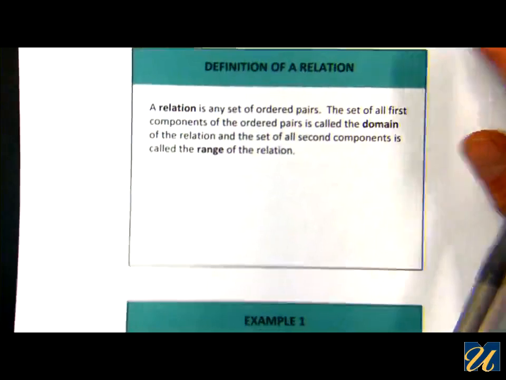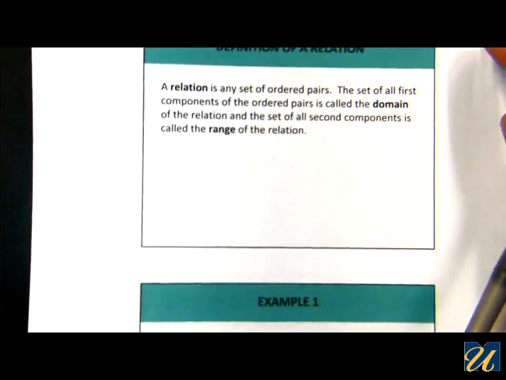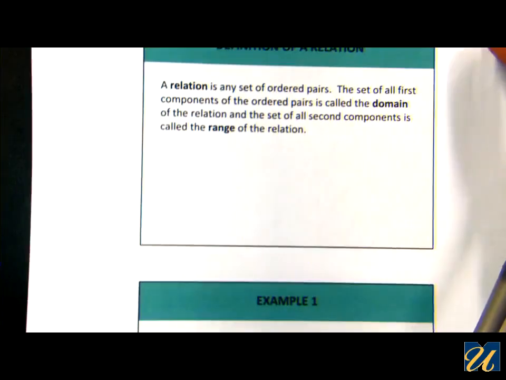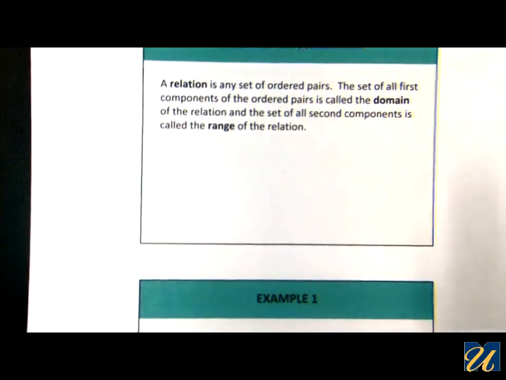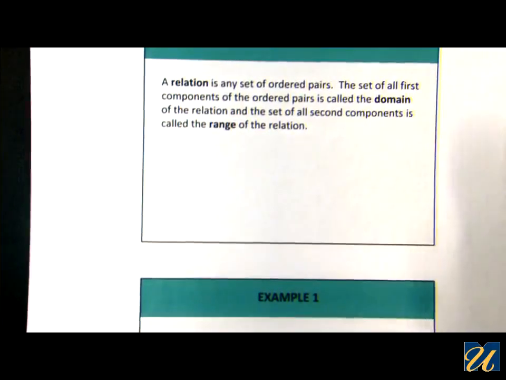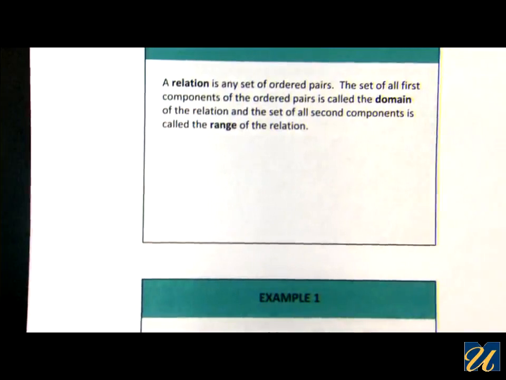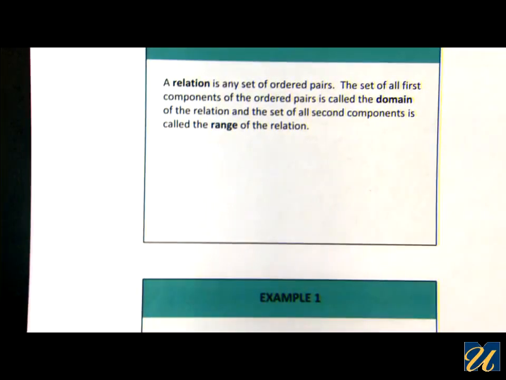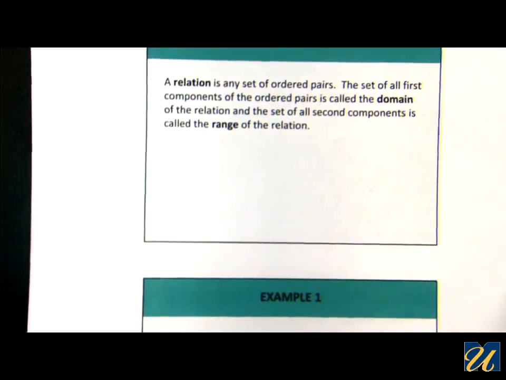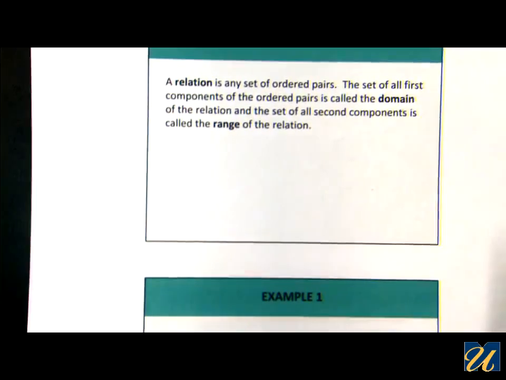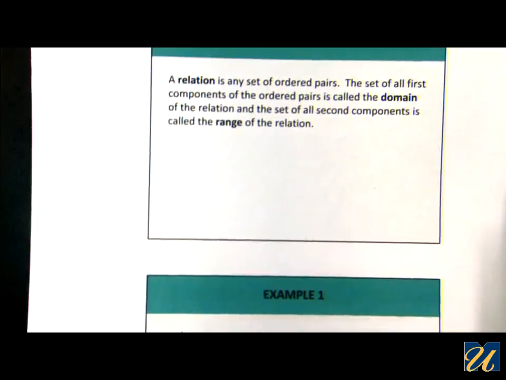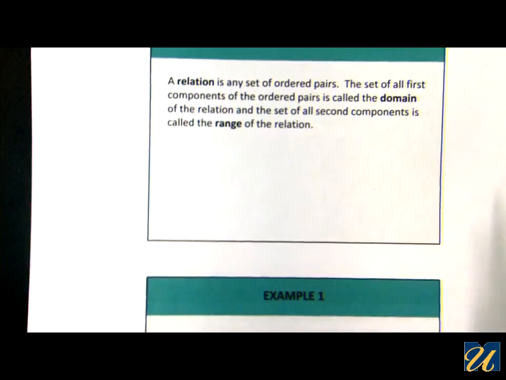A relation, well, it's called a relation because it is a relationship between two things. Take two sets of ordered pairs, say x comma y. The set of all first components, normally called x, are the domain of the function, and the second element of the ordered pairs, usually called the y, represent the range of that relation.